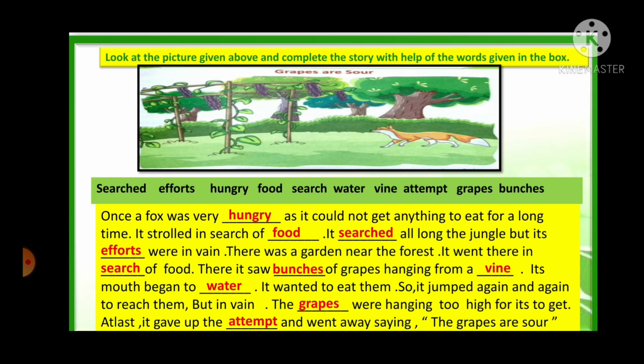Now the next thing we need to do is check, right? We need to read the story and edit it if we want. So this is how we do the picture composition, right? We observe the picture properly and then fill in the correct words properly. Now here they have already given us the title, the grapes are sour. So if they have not provided us with the title, you need to give the title to the story also.